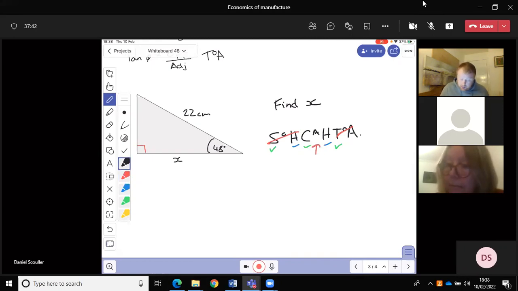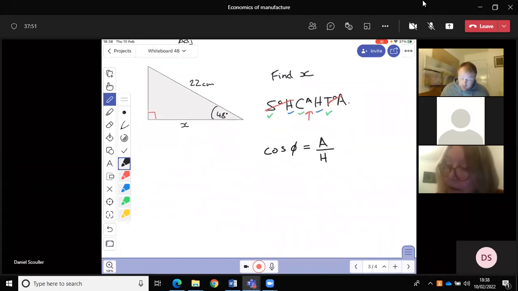Cos, your angle equals adjacent over your hypotenuse. Substitute in what you know. Cos 48 equals your adjacent. Just use the letter we're given, x, over hypotenuse, which is 22. Okay, and it's a case of rearranging it to find out what x is.